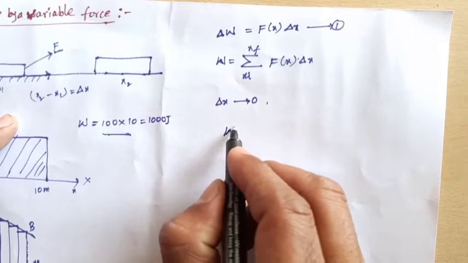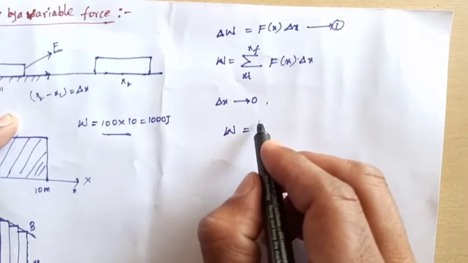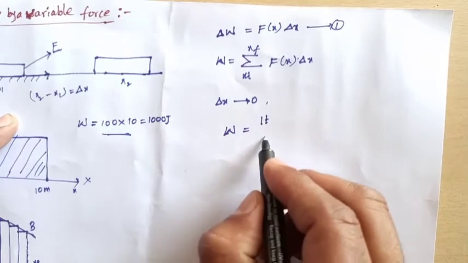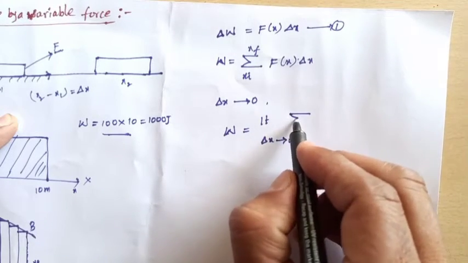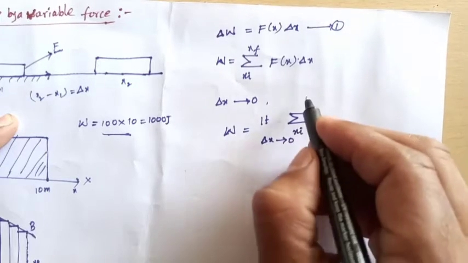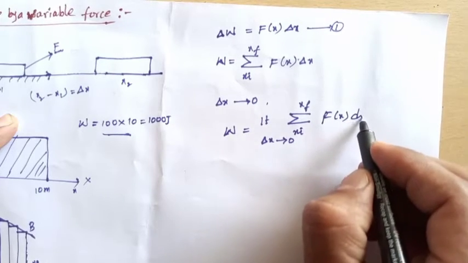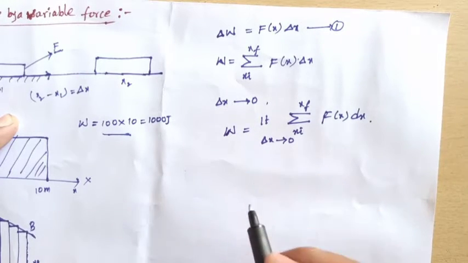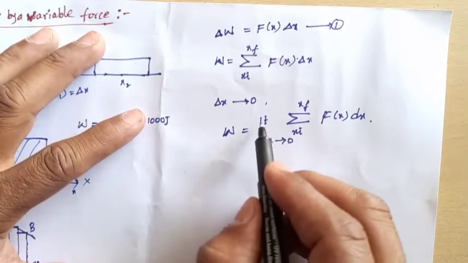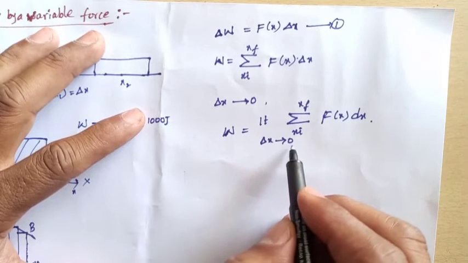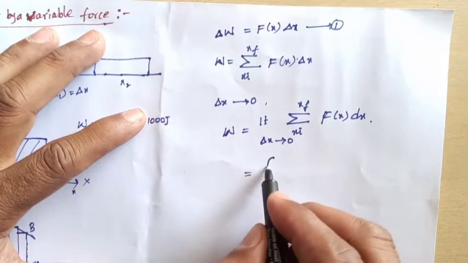The total work done, W equals limit delta x tends to 0, summation from xi to xf, f of x into dx. So the total work done, that is the limit, LT means limit, delta x tends to 0. So then it is converted into integration.